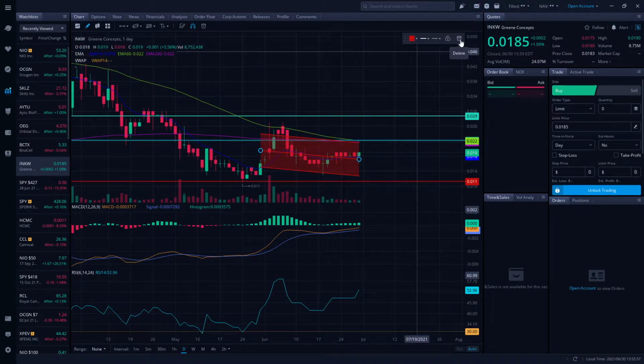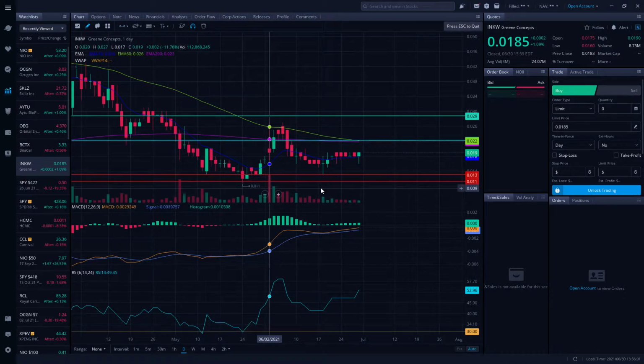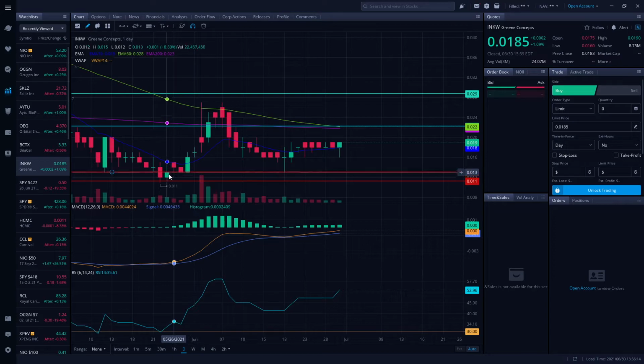Unfortunately, I can't move my chart, so I'm going to delete it. So demand is going to be right up here, around this level. This is the demand area. Every time it comes to 0.013, it pushes back up. So that is going to be our new support level.